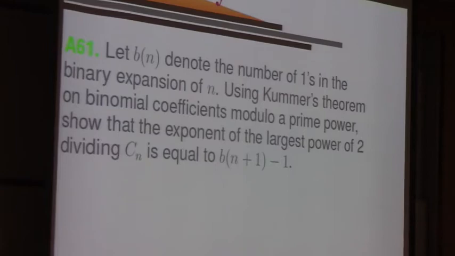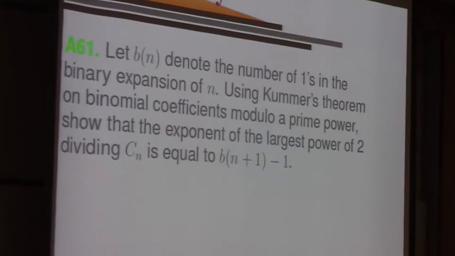So A61, there's a standard result. Bn is the number of ones in the binary expansion of n. Kummer's famous theorem on the largest power of a prime dividing a binomial coefficient: the largest power of a prime dividing n choose k is the number of carries when we add k and n minus k in base p.